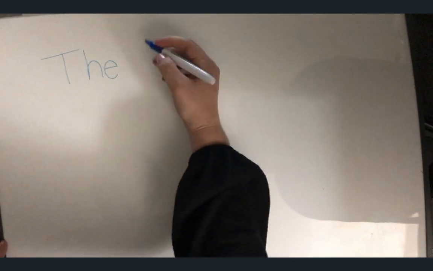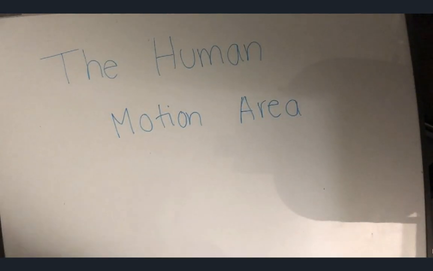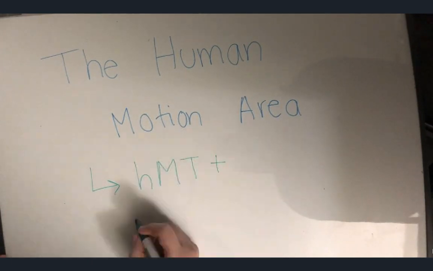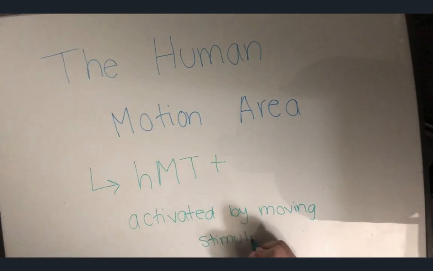The last term we want to go over briefly is what we call hMT+, also known as the human motion area. fMRI studies identify hMT+ as an area which is activated by moving stimuli, even if the individual was reportedly blind.